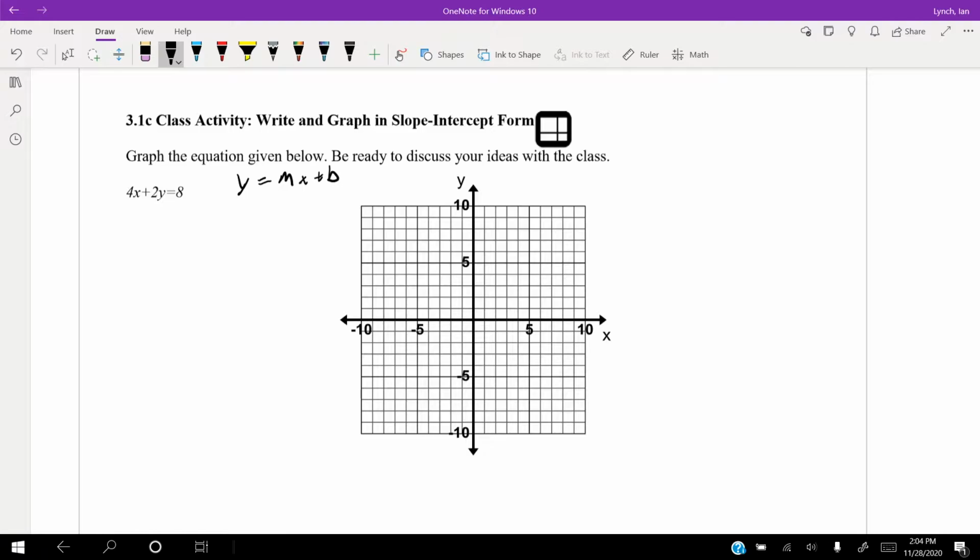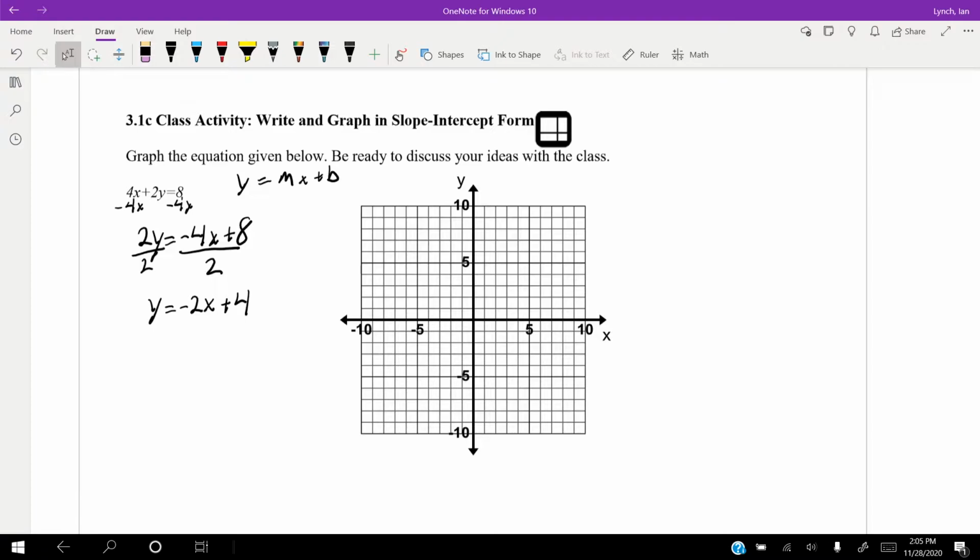Let's change this so we just have y on the left side. So we'll subtract 4x from both sides. Okay, easy. 2y equals negative 4x plus 8. We're getting there. It's not quite just 1y. We want to know what 1y is, so let's divide by 2. And you get y is equal to negative 2x plus 4. We can graph this. Easy.